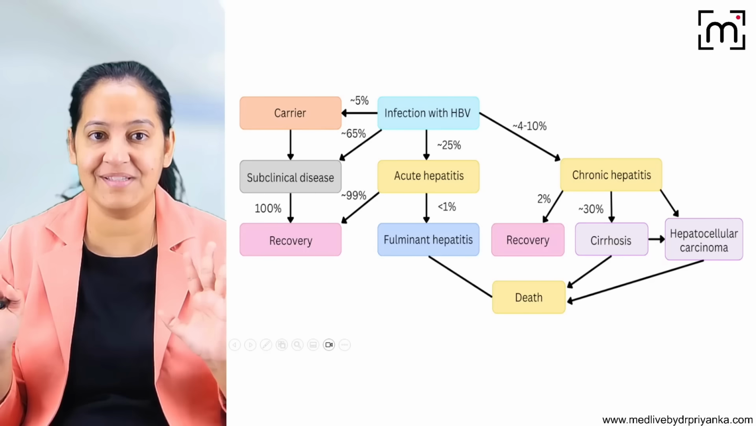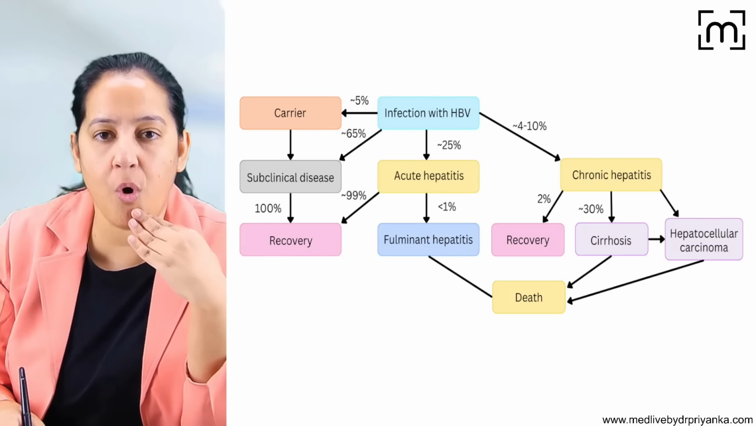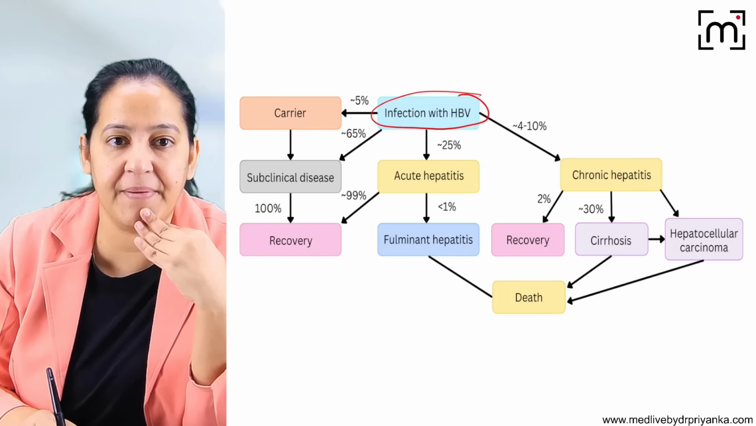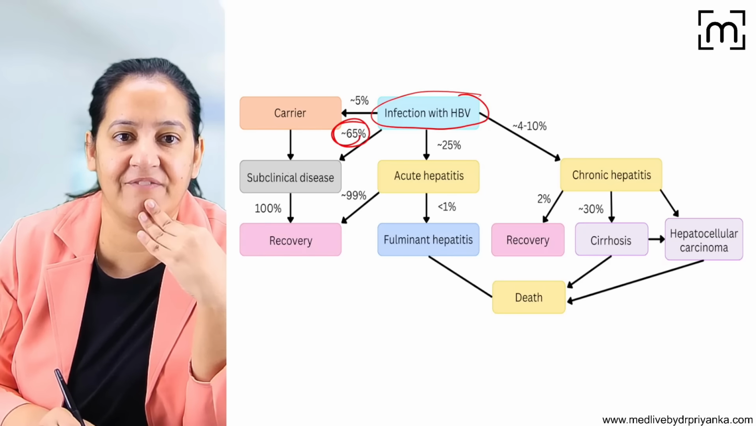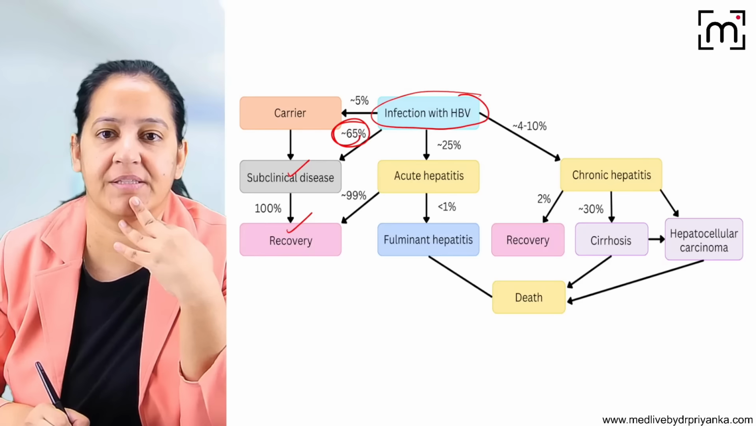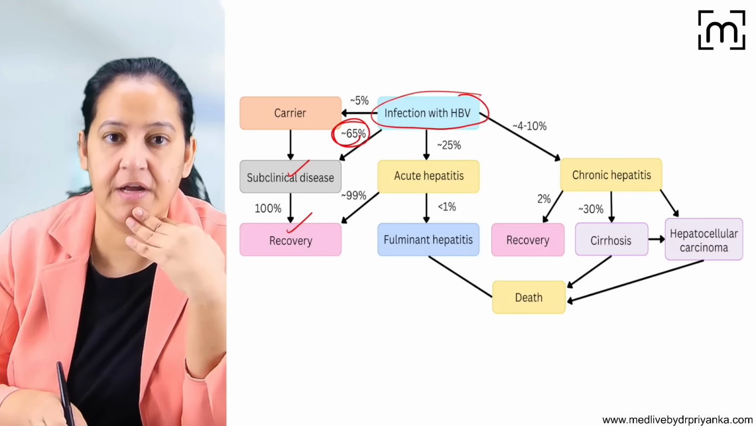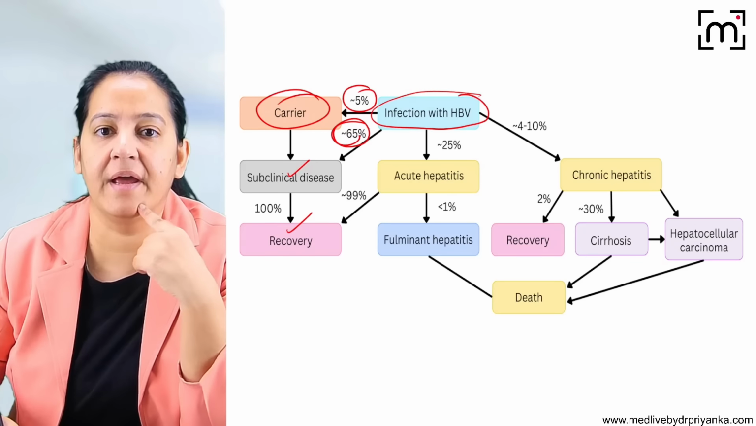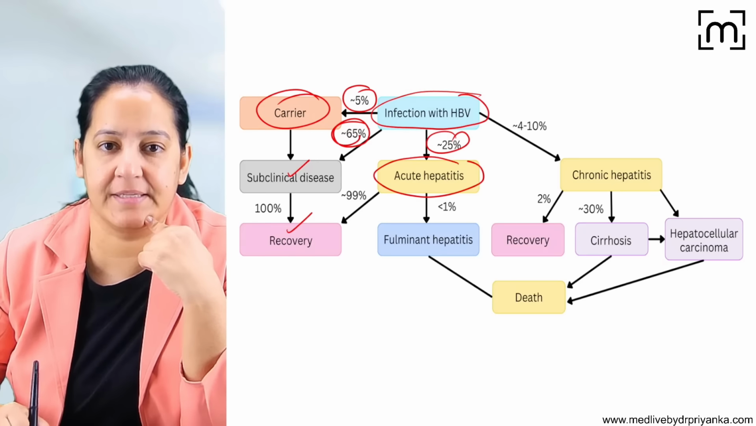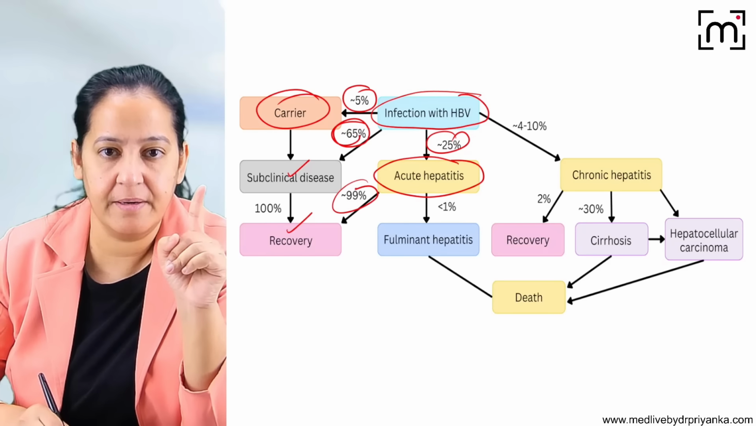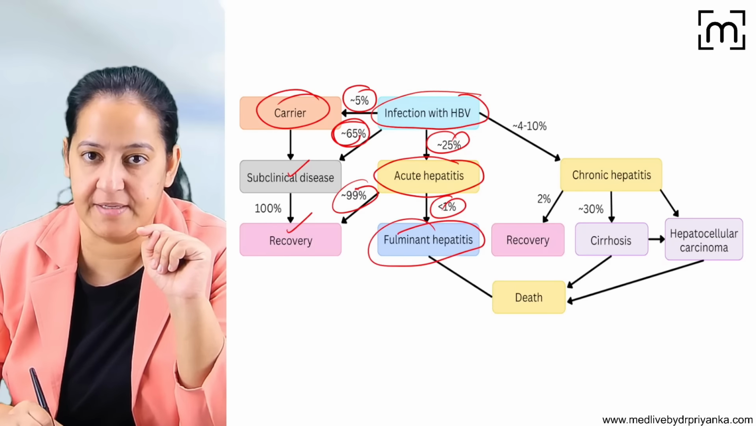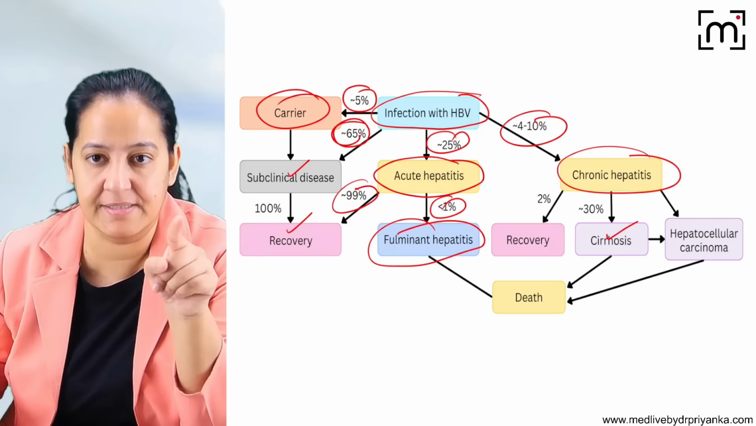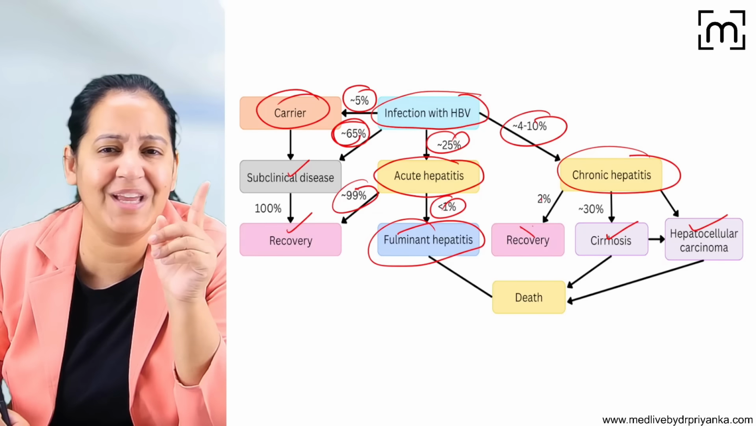So what is the percentage? Out of all the persons who have hepatitis B virus infection, 65% have subclinical infection and they recover. Nearly 5% are carriers. Okay. And 25% have acute hepatitis. 99% of them recover, but 1% of them can have fulminant hepatitis. And only 10% can have chronic. If they have chronic, they have 2 fates, either cirrhosis or hepatocellular carcinoma. Recovery is very rare in chronic.